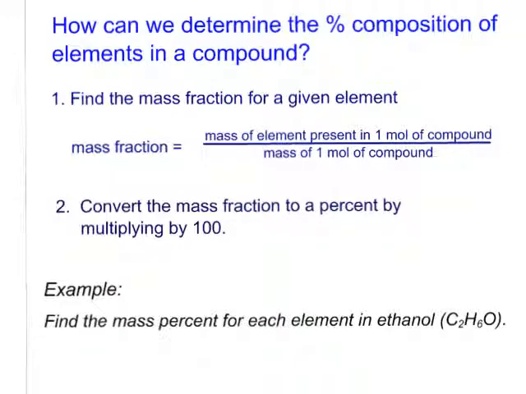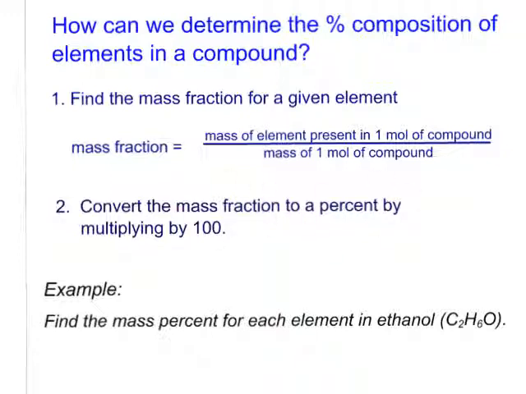So how can we determine this percent composition for elements in a compound? We're going to look at two steps. First, find the mass fraction for a given element. The mass fraction is equal to the mass of the element present in 1 mole of the compound, and we're going to divide that by the mass of 1 mole of the compound. That's simple enough. The second step is simply multiply by 100%. That turns our fraction into a percent.